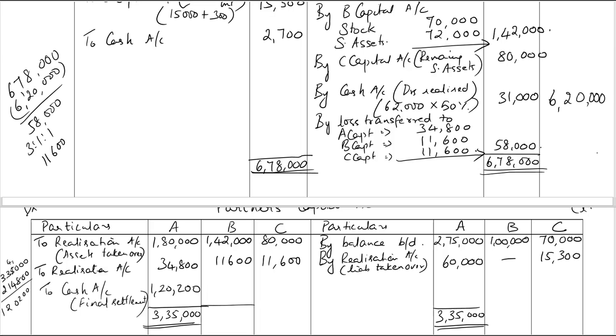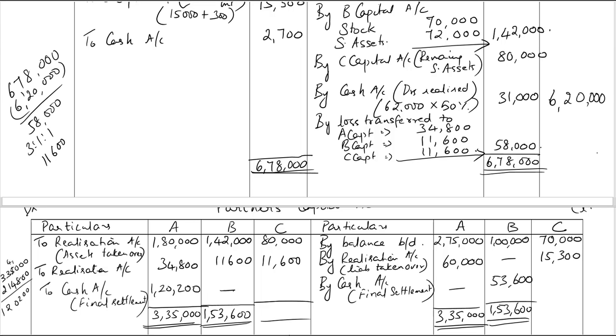Now in the case of B, the debit side is greater. The total of the debit side, 1,53,600. The greater total on both sides, 1,53,600. And by cash account, balancing figure for final settlement, B will have to bring in cash amount 53,600 rupees.